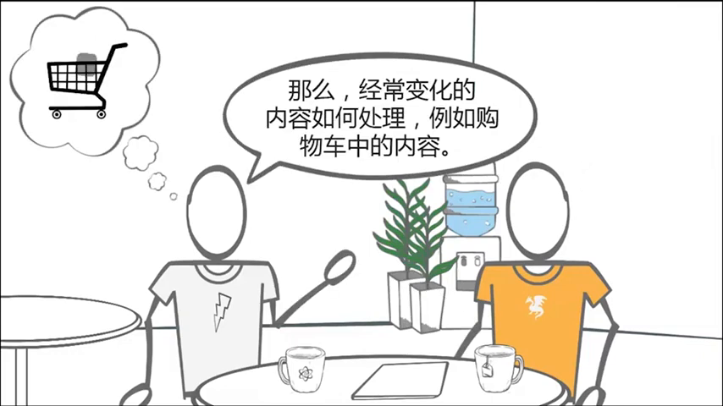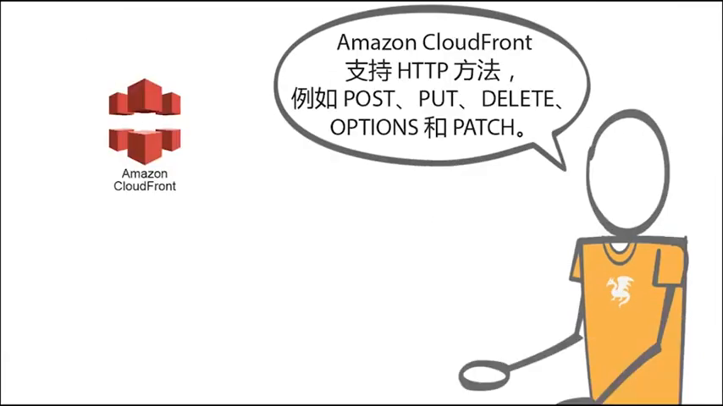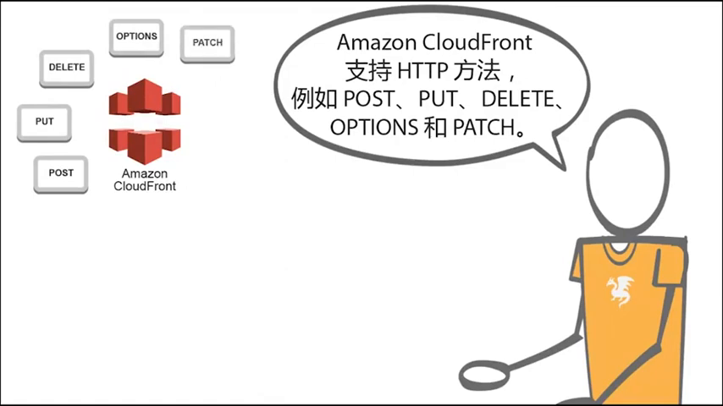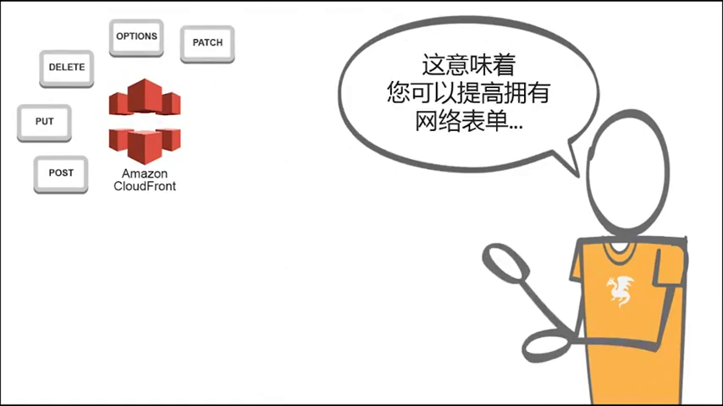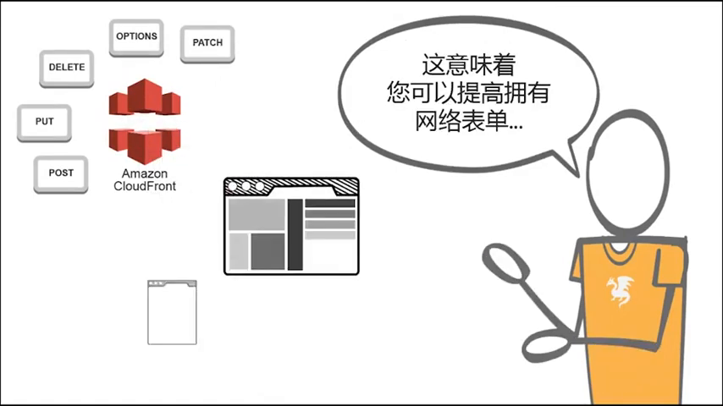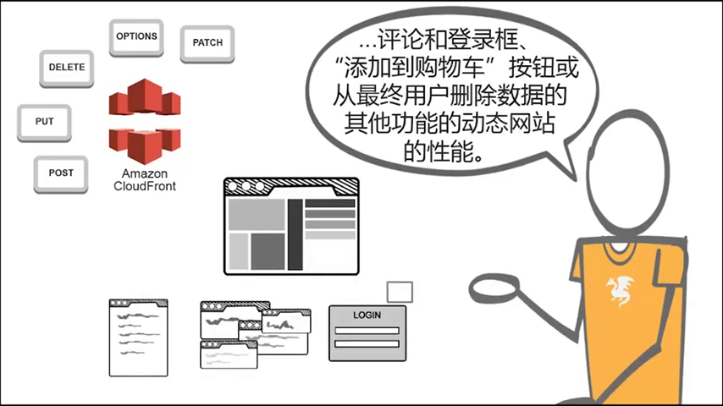What about content that changes frequently, such as what's in a shopping cart? Amazon CloudFront supports HTTP methods such as post, put, delete, options, and patch. This means you can improve the performance of dynamic websites that have web forms, comment and login boxes, add to cart buttons, or other features that upload data from end users.